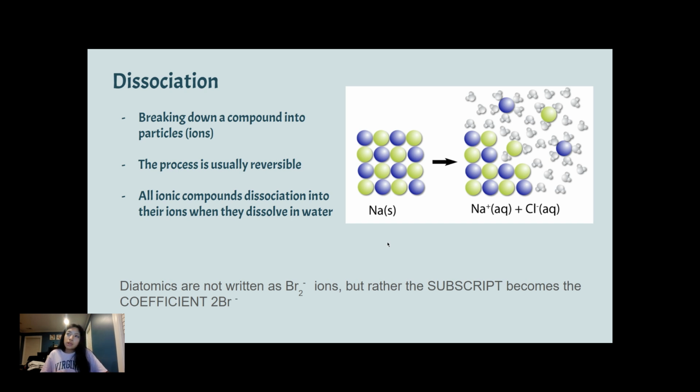So let's say you're given the bromide ion and it's in a dissociation. You're not going to write it as Br2 minus, you're going to write it as 2Br minus. And again, in a dissociation reaction, you're taking the solid and it's going to turn into an aqueous solution of ions. So this is actually wrong. This should be NaCl, but basically NaCl will dissolve into Na plus and Cl minus.